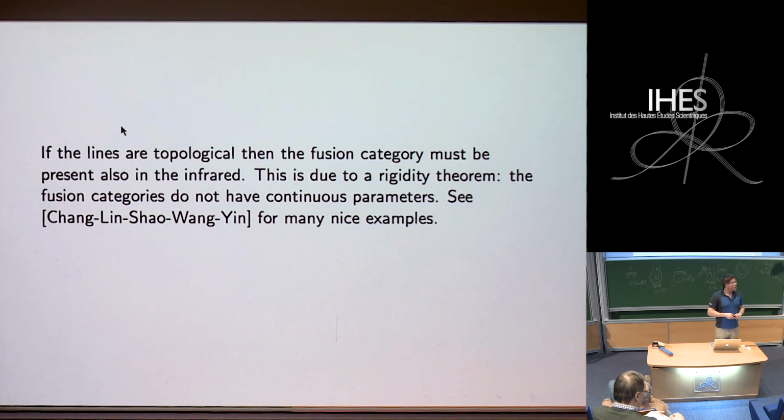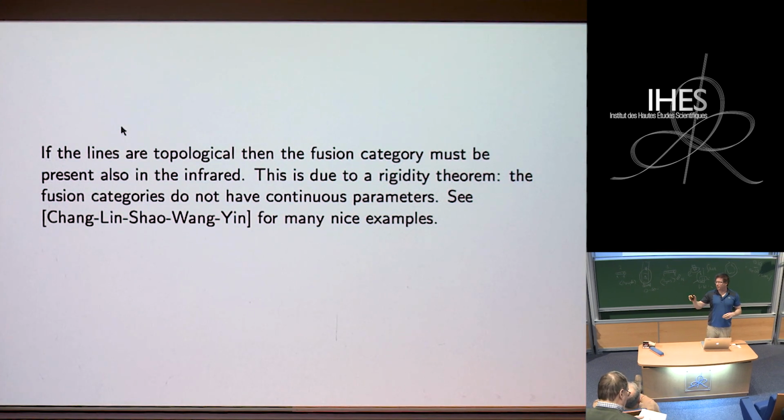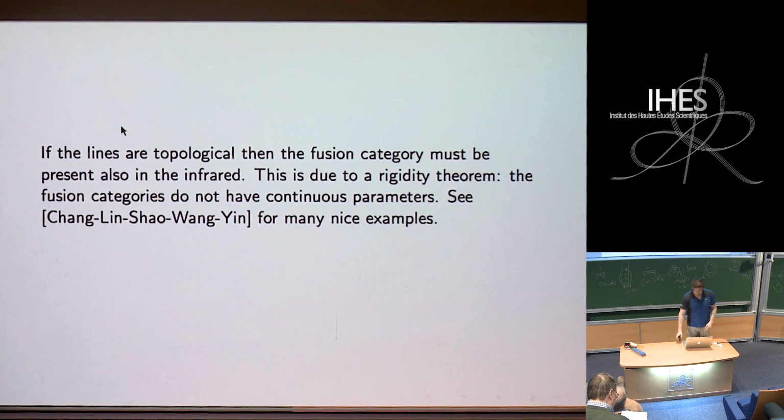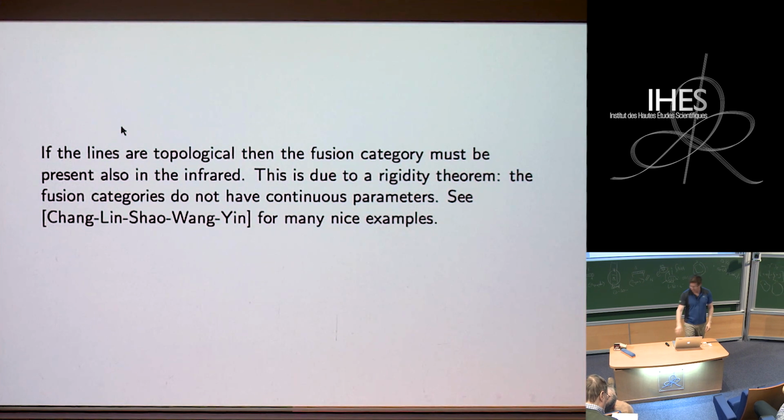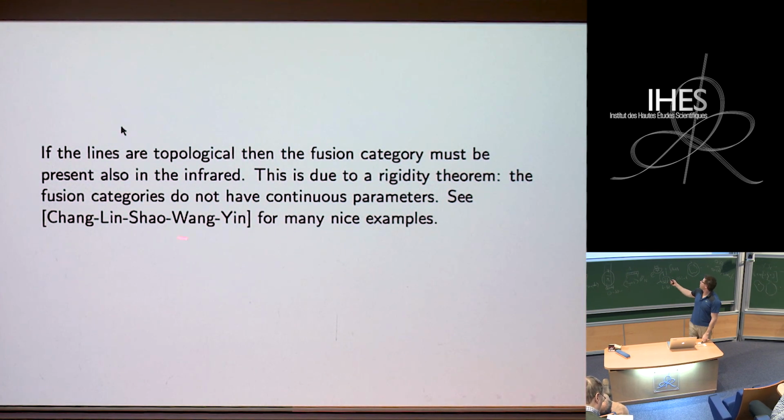Down to earth means like you take a lattice model and you see... Oh, you meant something down to earth in that sense. Okay, then definitely you should look at this paper of Chang, Lin, Shao, Wang, Yin. They have lots of references to condensed matter constructions where you can see these things on the lattice explicitly.